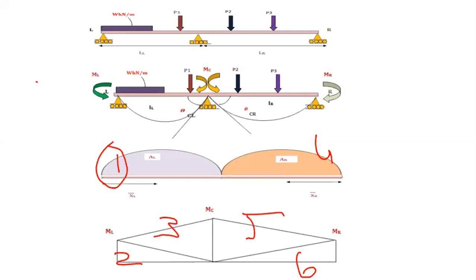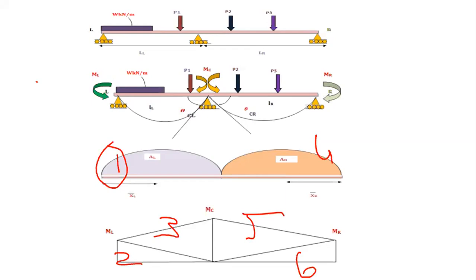Don't confuse. For the left portion, there are three diagrams. The first one is AL into XL, area into X bar. The second one is the right angle triangle, half into ML, the maximum ordinate, and base LL. What about the centroidal distance? How much is it? That is 1/3 from the base. Diagram 3: its area is half into MC, again base is LL, and its centroid from ML is 2/3 of LL. So that is for the left.